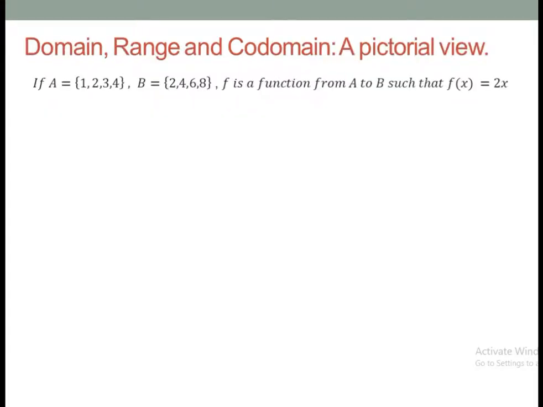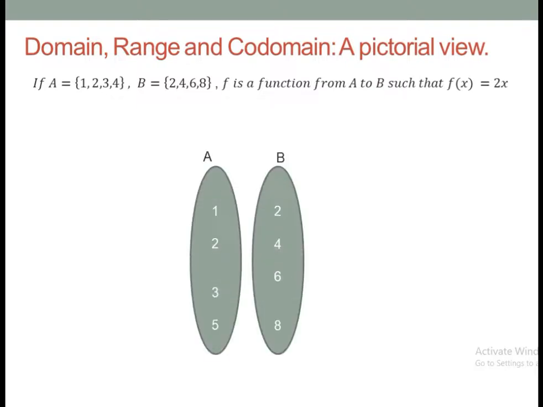So let us have a pictorial view of domain, range and codomain. Let A be the set {1, 2, 3, 4}. B is equal to the set {2, 4, 6, 8}. f is a function from A to B such that f of x is equal to 2x, like A and B in the diagram.